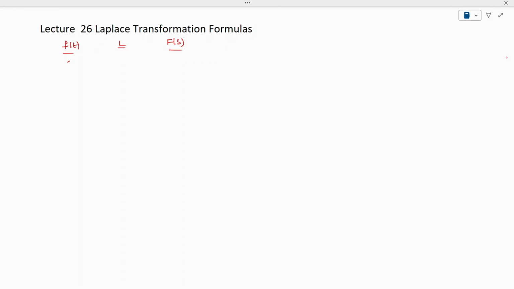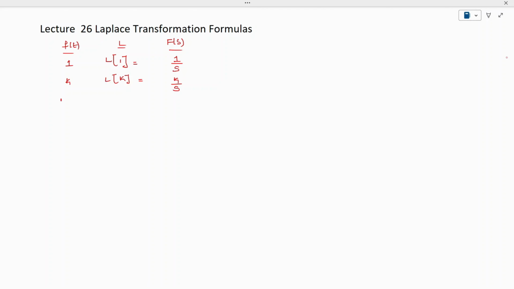So the given function is f of t. Laplace of 1 is nothing but Laplace of a constant. F of s is 1 by s. Okay, so the given function f of t is k. Therefore, Laplace of k is equal to constant by s. So constant by s is 1 by s, and constant k is k by s.